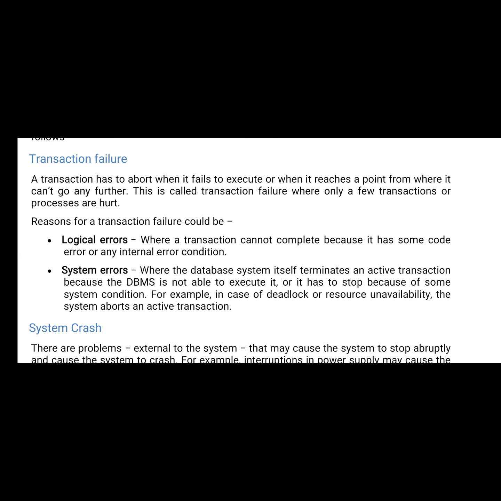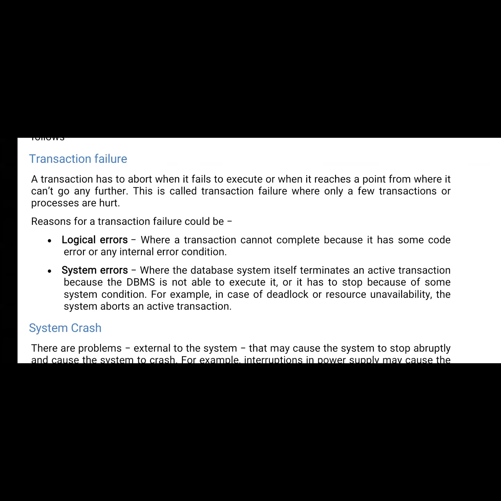Okay, so that means transaction failures occur. That is the first one. A transaction has to abort when it fails to execute, or when it reaches a point from where it can't go any further. This is called a transaction failure, where only a few transactions are processed or cut. That means some of the transactions may fail.